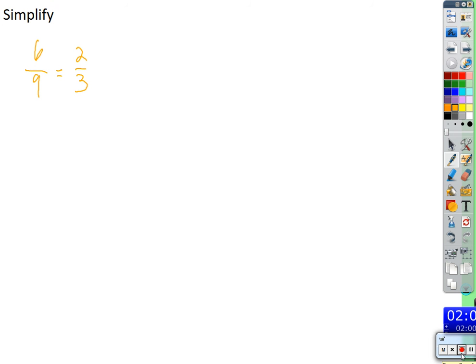Okay, so let's get back to the why. The why of simplifying a fraction. Okay, why does 6/9 simplify to 2/3? Tyler. Because when you take a whole 3/3, it will turn up into 6/9.